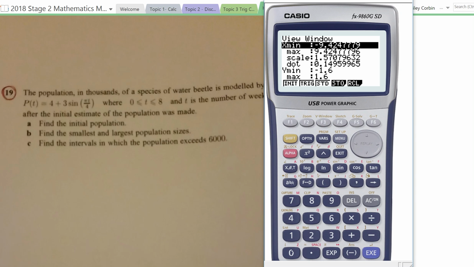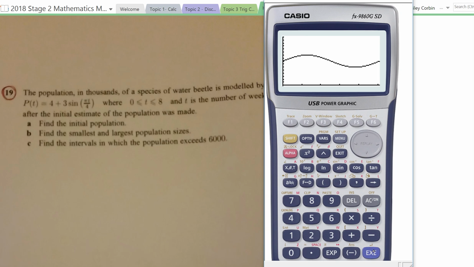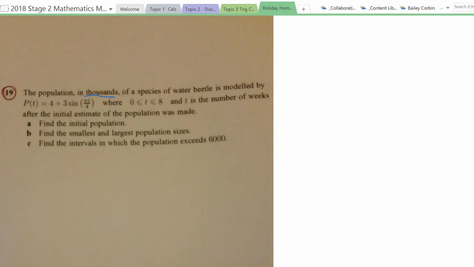I want time to be between 0 and 8. Looking at the y values, this will have a low value of 1, but I'm going to set it at negative 0.1 so I can see the x-axis, and a high value of 7, but I'll set it at 8. Now we want to find the initial population. That's where it starts at time equals 0, so we look at the y-intercept. The y-intercept is y equals 4, which means the initial population, in thousands, is 4,000 bugs.